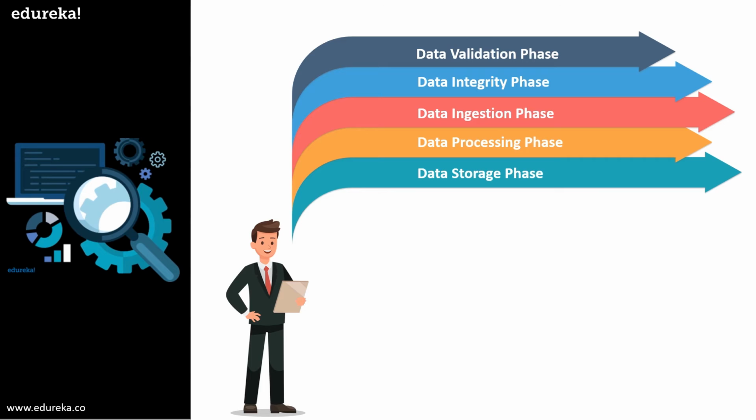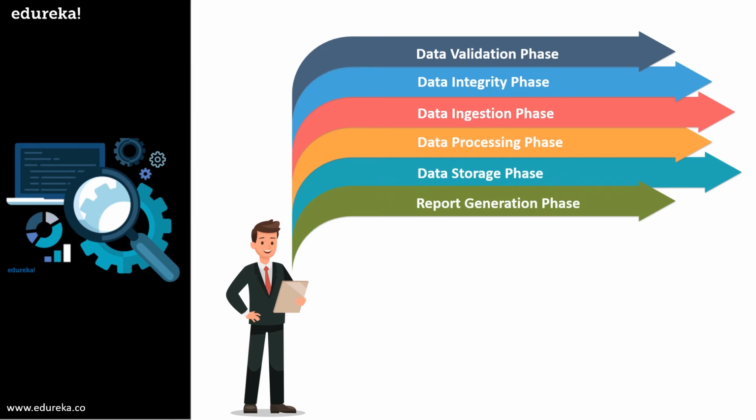The data storage phase concentrates on the following parameters, which are the read and write timeouts, continuous data availability, load balancing, and finally the query performance analysis. After all these stages, we have one final stage which is called the report generation phase. It is the final stage in functional testing and it deals with the following: data validation for measures and dimensions, real-time reporting, data drill up and data drill down mechanisms, and lastly, the business reports and charts.